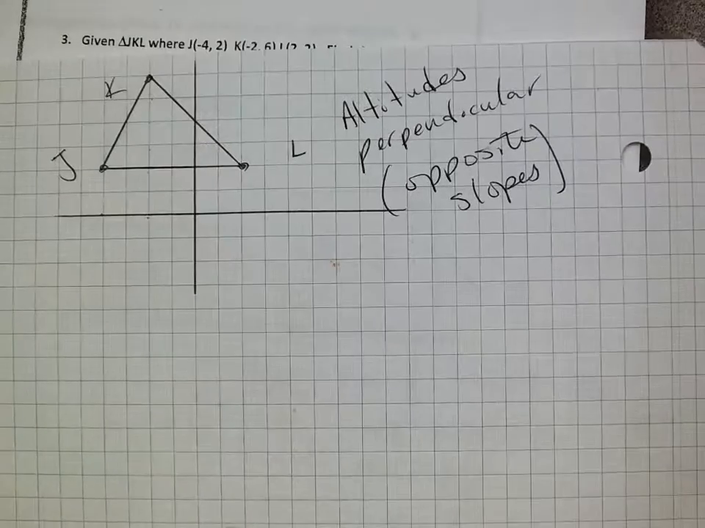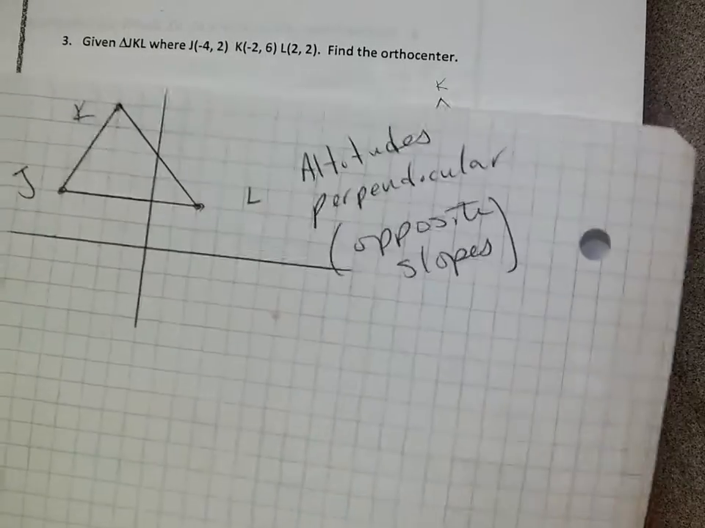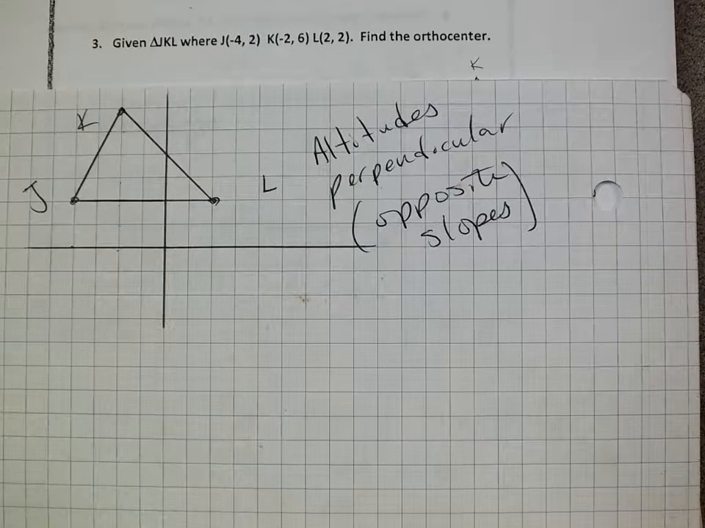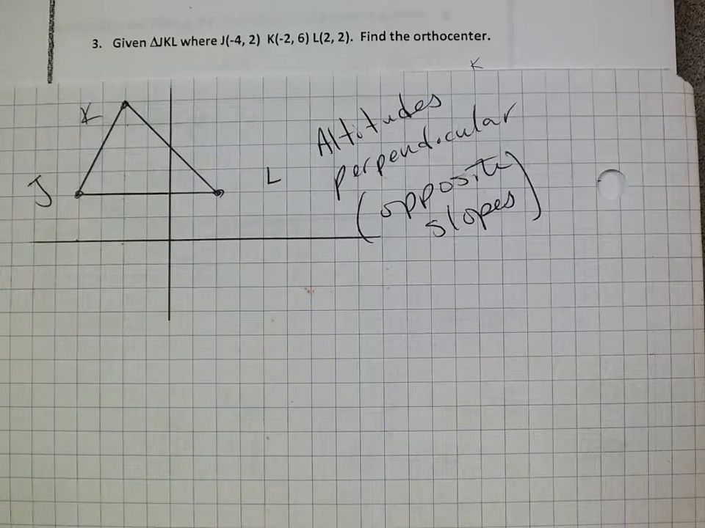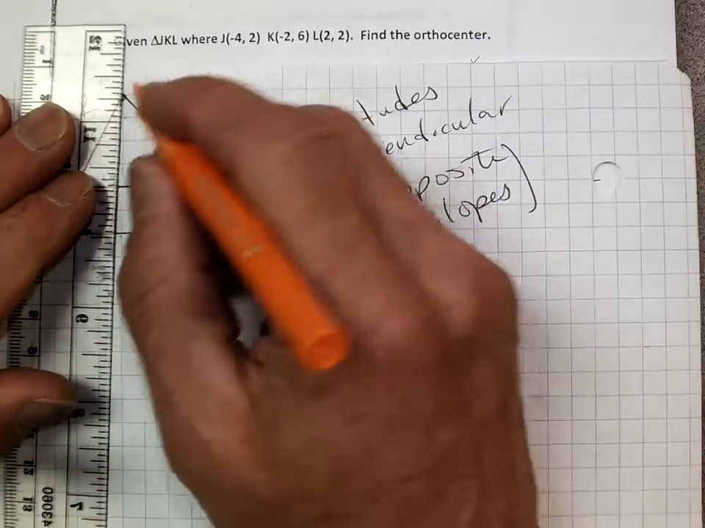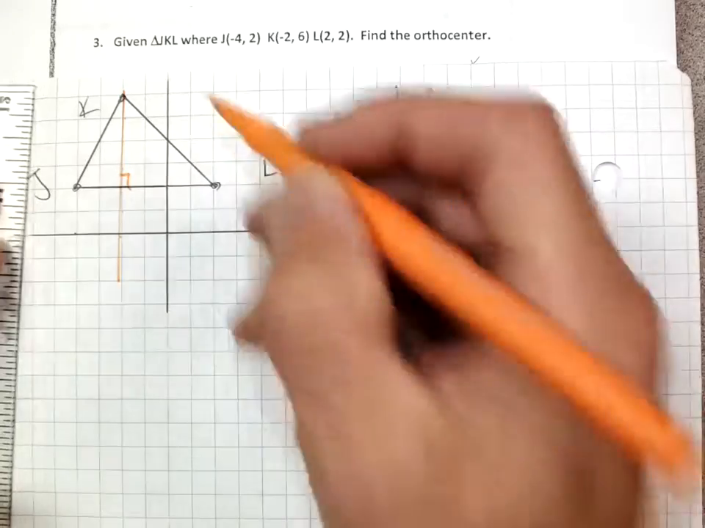To find the orthocenter, we're looking at altitudes. So we're looking at perpendicular lines, right? The first one's easiest. Straight down from K, perpendicular, boom. That's the easy one right there. 90.